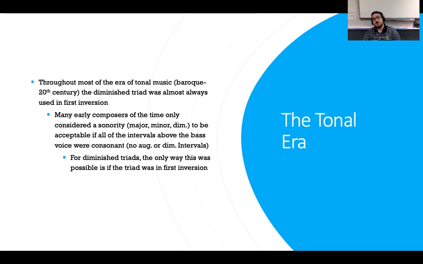But if you think about a first inversion diminished triad, the distance between the bass note and the note on top, which is the root, is a major sixth, and the distance between the third and the fifth is a minor third, because it's a diminished triad. So all of those intervals are consonant, so that's how we can think of it being acceptable to be used.